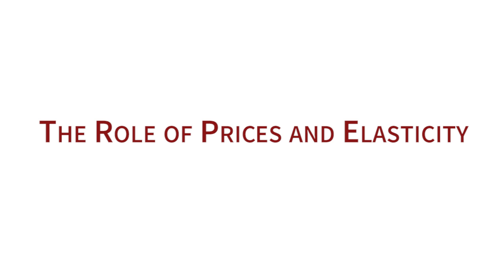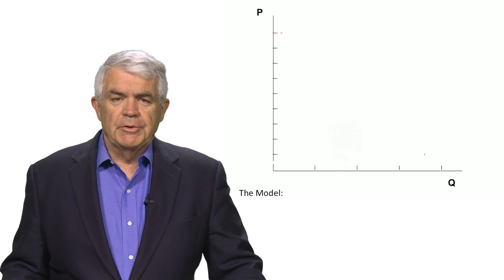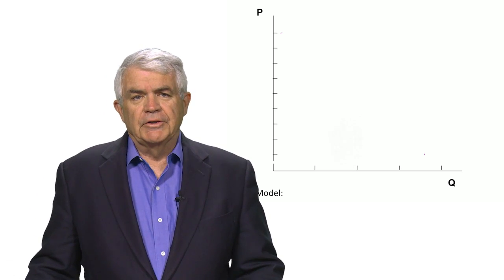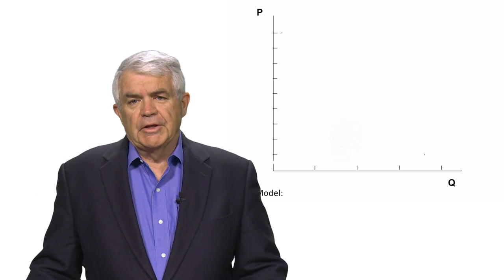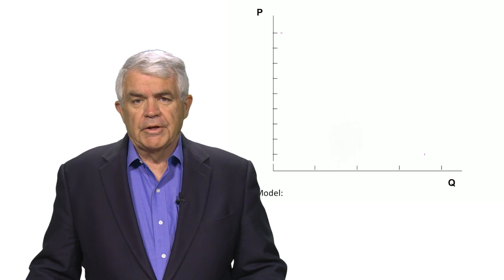The last couple of lessons we've been talking about the supply and demand model. In this lesson we're going to be talking about the role of prices in that model, and in particular looking at the concept of elasticity, which is a way that economists describe the supply and demand curves in the supply and demand model. Recall the supply and demand model can be represented graphically, where you put the price on the vertical axis and the quantity on the horizontal axis.